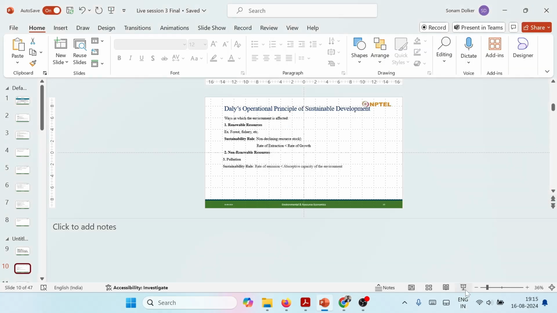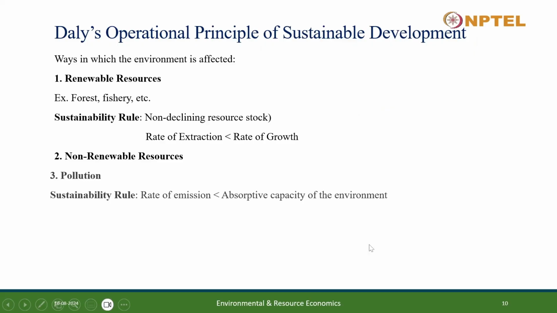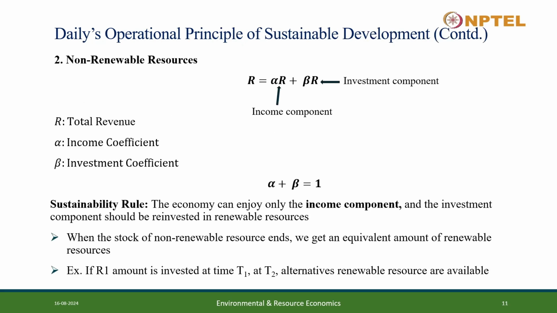So these are the three main principles of sustainable development: that we should give some time for regeneration, and we should not pollute in such a way that the sink the environment provides will be too little to carry the concentration of emission. So these are the three principles.